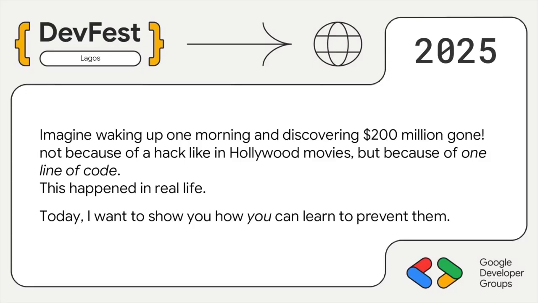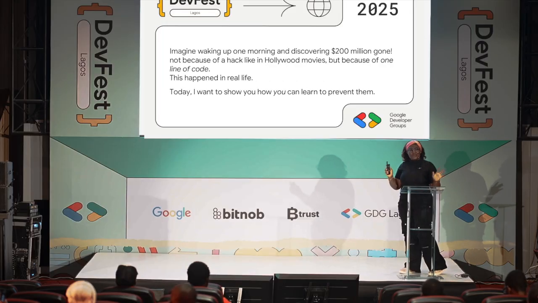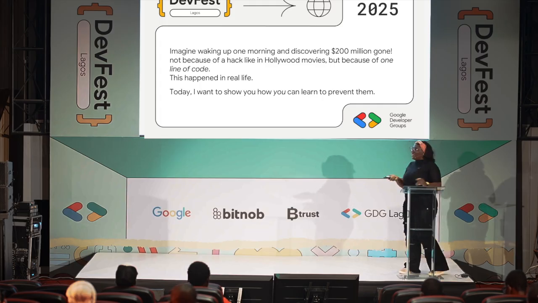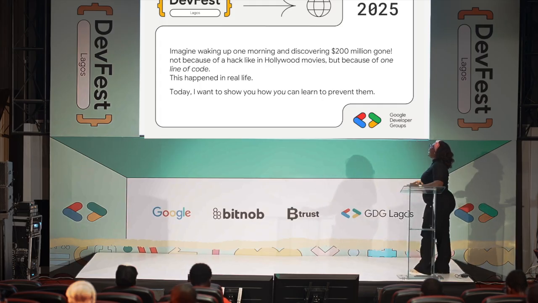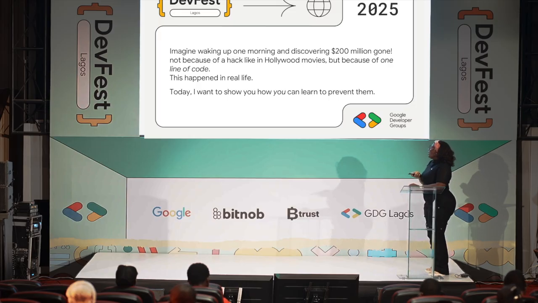So just imagine waking up one morning and discovering $200 million gone. I believe we all have a wallet, right? Okay, because yes, that's why we're here. Not because of a hack like Nollywood movies that we watch, but because one of our lines of code is messing up with us, right?